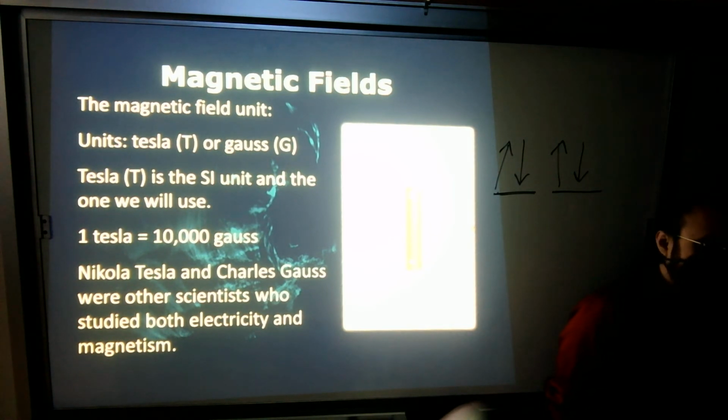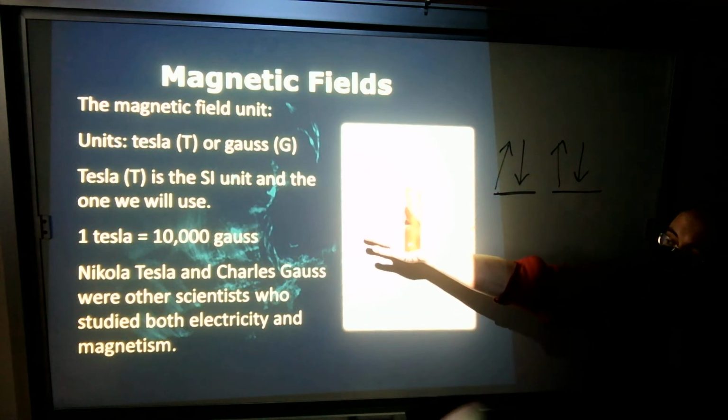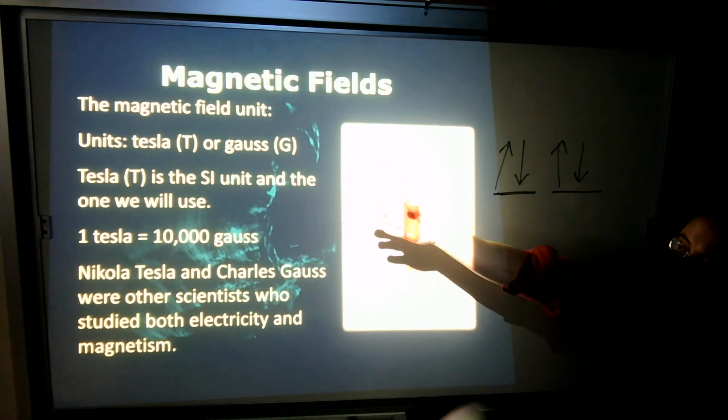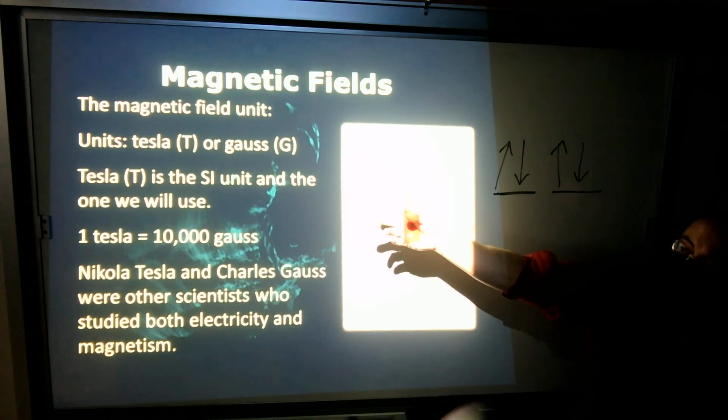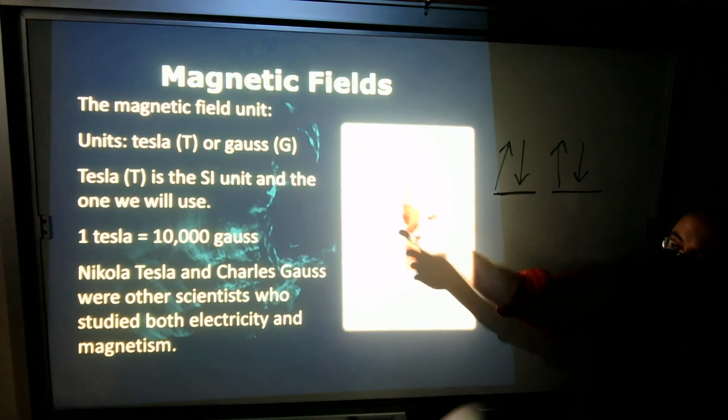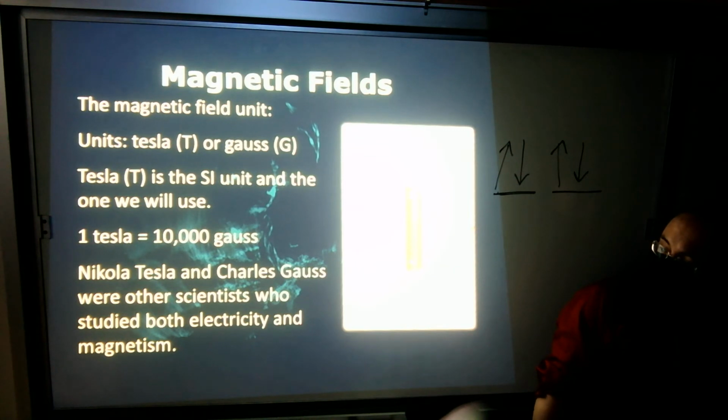Electricity and magnetism are so interrelated that Nikola Tesla's name is on the unit for magnetic field strength. It's Tesla with a capital T. If we say the Earth's magnetic field is so many microtesla, that's what we would use. It'd be micro capital T.